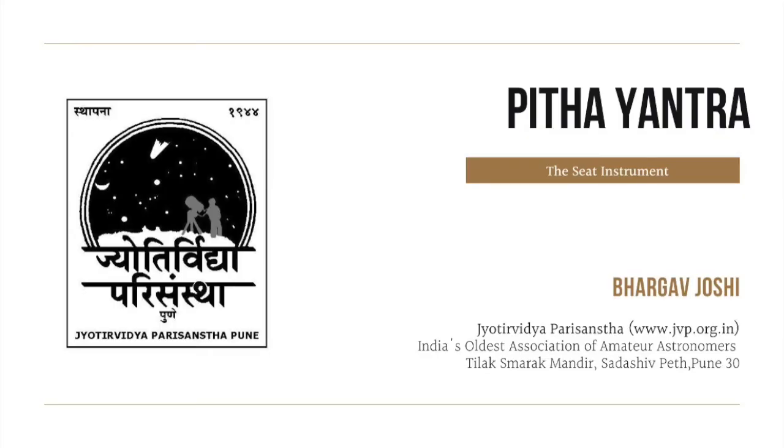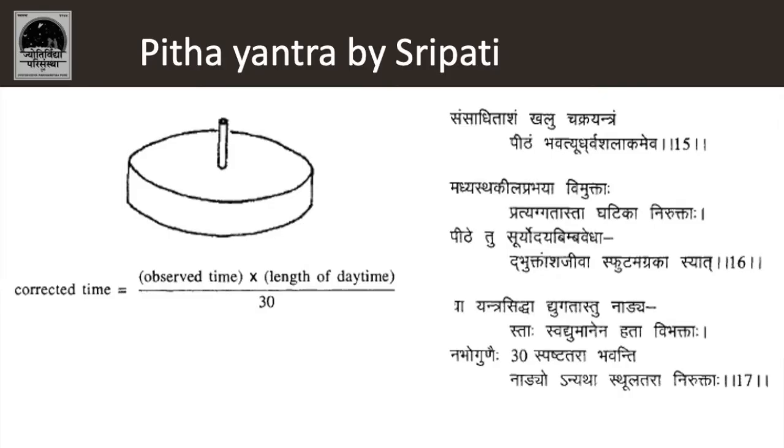Then we have Pitha Yantra, literally the seed instrument. If you look at the figure, you can easily determine that there is a base. The base is graduated in degrees, 360 degrees, and there is a gnomon at the center, and it is going to cast a shadow, and that will literally give you the time of the day. So this instrument came much later. However, this instrument does not take into consideration the declination of the sun.